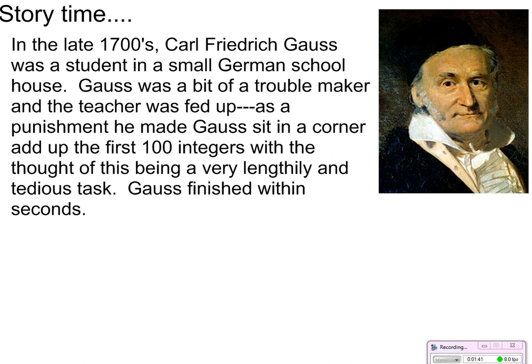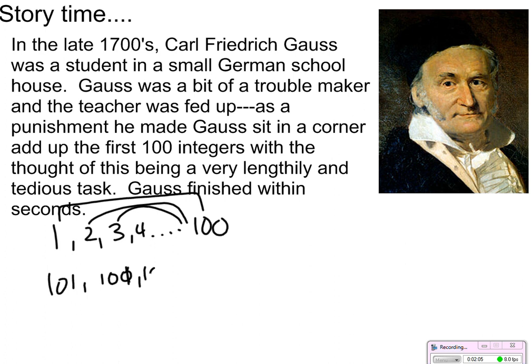Well, here's what he did. The integers go 1, 2, 3, 4, dot, dot, dot, all the way up to 100. Here's what he figured out. He figured out that 1 and 100 make 101. 2 and 99 make 101. 3 and 98 make 101. 4 and 97 make 101. So what you end up with is 101 50 times.